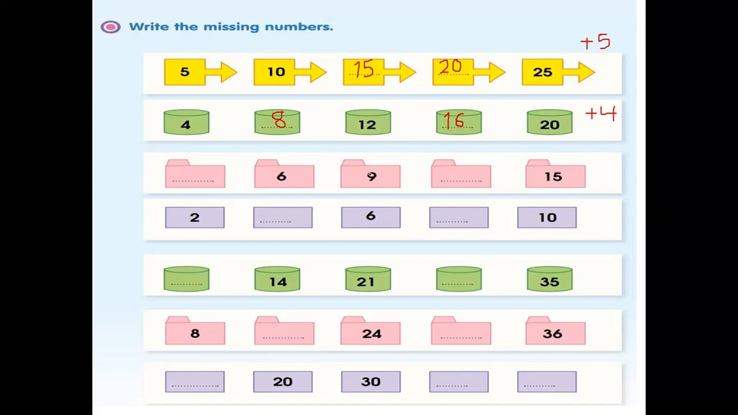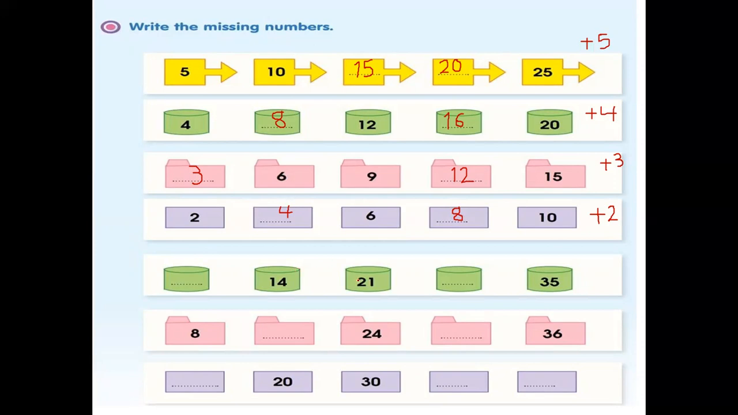Okay, we have 6, 9. So what do we add? We add 3. Yes, so what do we have before 6? We have 3, so 3, 6, 9, 12, yes, and 15. Okay, 2, 6, 10. So what do we add? We add 2. 2 plus 2, 4. 4 plus 2, 6. 6 plus 2, 8, and we have 10.